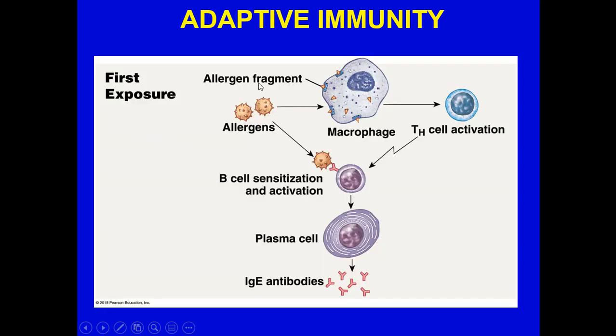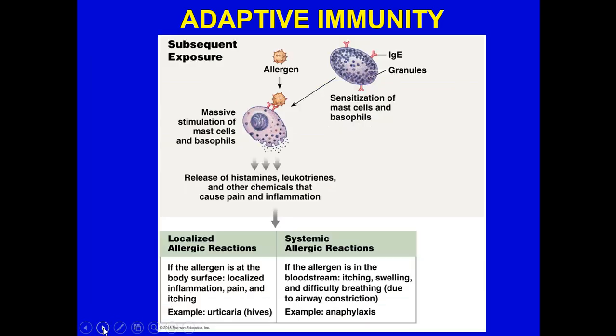So here you have the first exposure, the antigen fragment, let's say allergens or pollen, and you go through activation of the T helper cells, which eventually lead to B cell sensitization, which leads to plasma cells and the release of, note this, IgE antibodies. They're a little bit different. When you have subsequent exposures, you're going to move with a lot more activity because you've got sensitization of mast cells and basophils. They bind to the IgEs, which causes a release of histamines, leukotrienes, and other chemicals that can cause pain and inflammation.